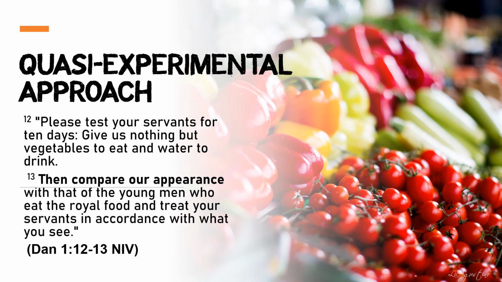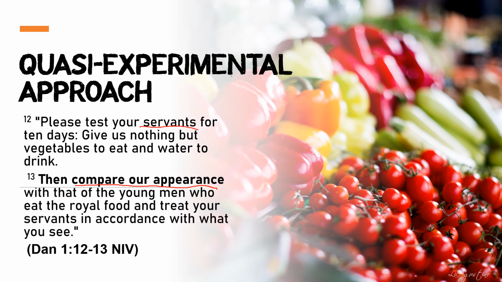For example, in Daniel 1:12-13, please test your servants for 10 days. Give us nothing but vegetables to eat and water to drink. Then compare our appearance. This will be our dependent variable, according to statistics. The result, the appearance, is the dependent variable, compared with that of the young men who eat the royal food, and treat your servants in accordance with what you see.